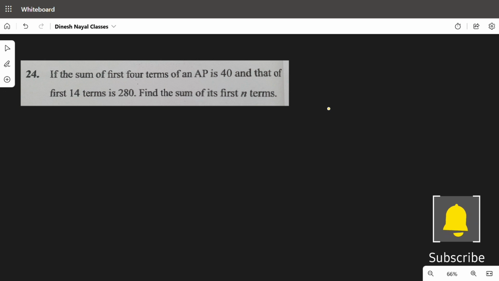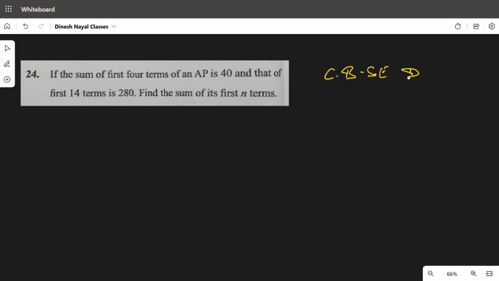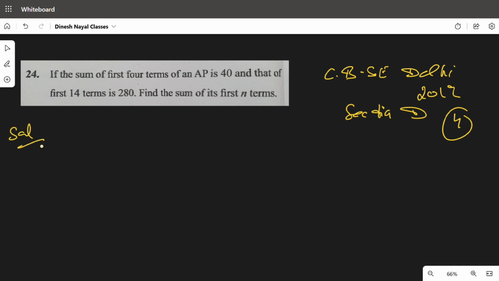So now, next question. This is from the CBSE Delhi board, year 2019, Section D, and this is a 4-marker question. If the sum of the first 4 terms of an AP is 40 and that of the first 14 terms is 280, find the sum of its n terms.